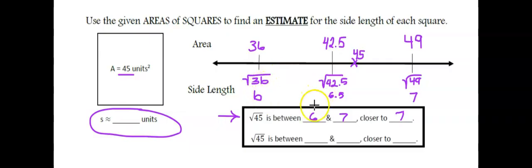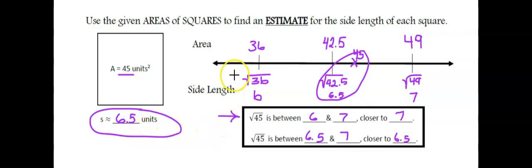Now let's see if we can get it closest to the nearest half. Is it closest to 36, 42.5, or 49? Is it closer to 6, 6.5, or 7? The square root of 45 falls between 6.5 and 7, but it's closer to 6.5. So the square root of 45 is closer to 6.5 than it is to 7. So the answer here would be 6.5. That would be your estimate to the nearest half.